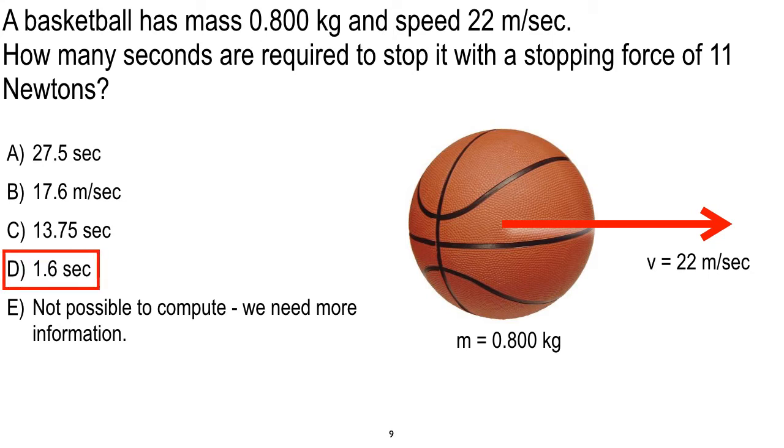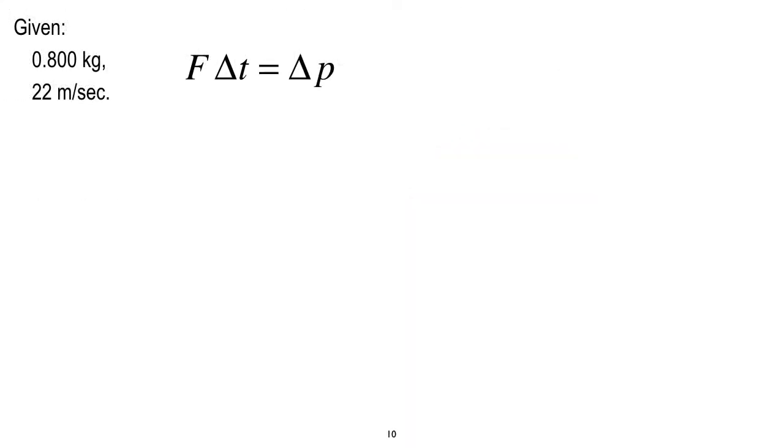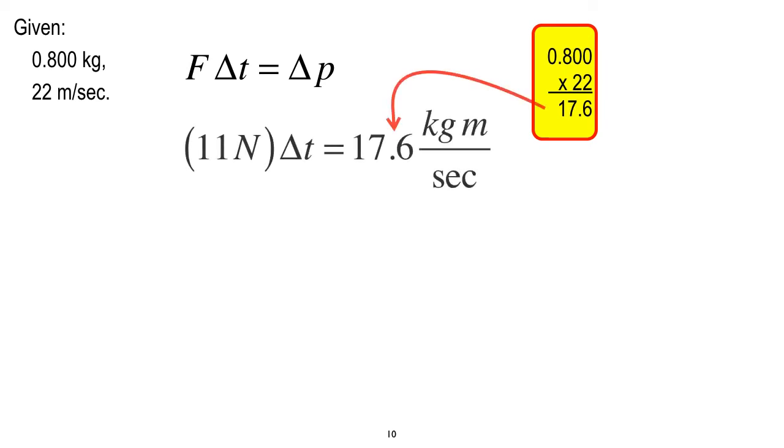1.6 seconds. But in case you didn't get it right, let's just go through the calculation. Here's the given information. Stopping time problem, and actually this is a little bit heavy. A true basketball from the NBA is a little bit less than this, I think. Anyways, for the mythological 0.800 kilogram basketball, 22 meters per second, using the impulse formula, first thing you've got to do is get the momentum change figured out. Here's your delta P, 17.6 kilogram meters per second.